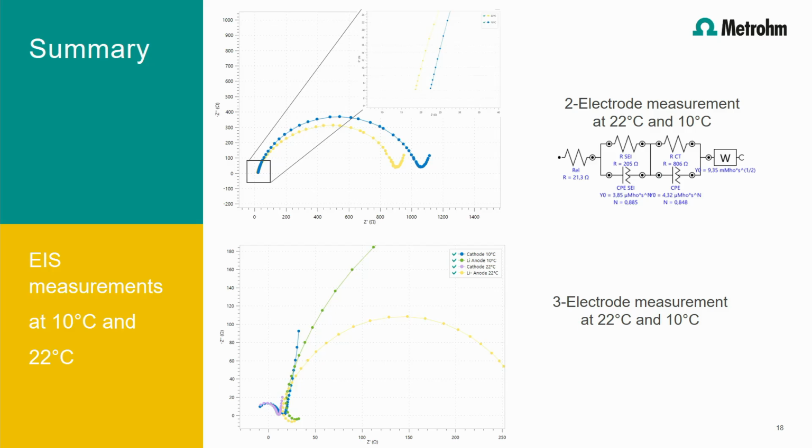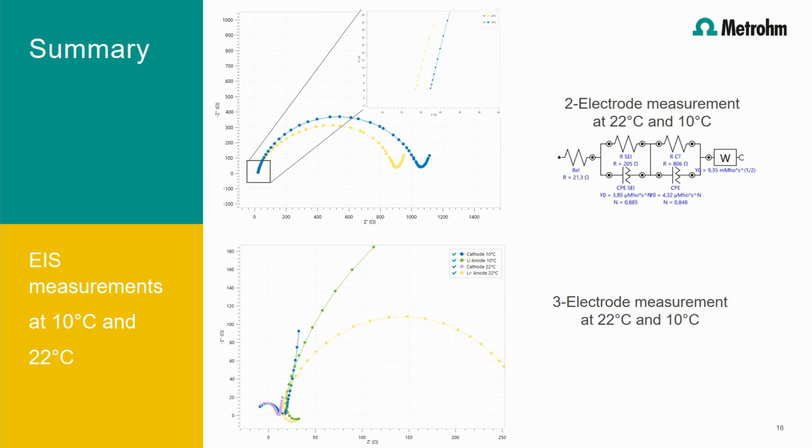I need to mention that the cell is a deeply discharged lab cell, so it is not optimized, as you can see by the relatively high impedance values. To have a detailed view which electrode or which process contributes to the total impedance, we did the 3 electrode measurements, which are displayed in the lower plot. It can easily be deduced that the anode contributes the most to the impedance of the cell, and the temperature decrease from 22 to 10 degrees Celsius also increases the impedance values of the anode.